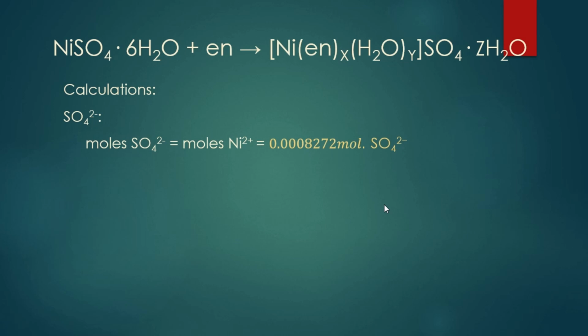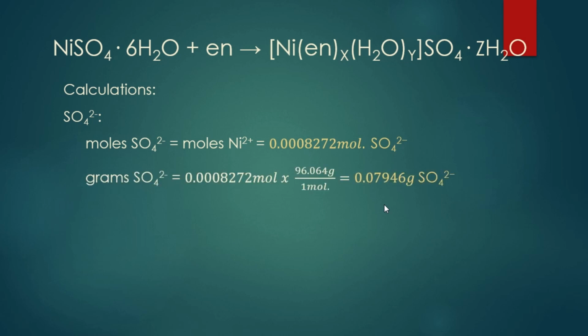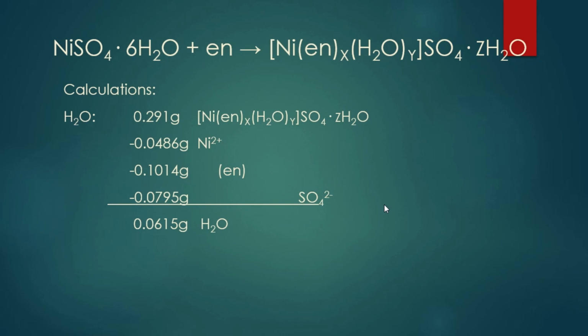At a 2 plus ion, a 2 minus ion, the charges have to balance, and so the moles have to be equal, and so we know the moles of sulfate. But again, to get water, we need mass, so we would use the molar mass of the sulfate anion to get the grams of sulfate. And then that leaves water, and that we just do by difference.